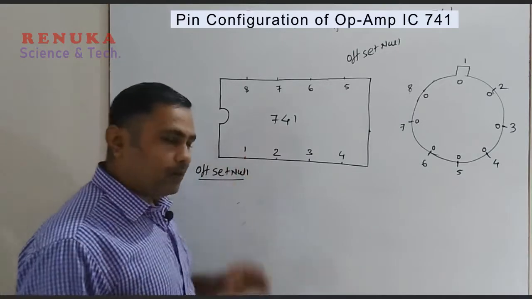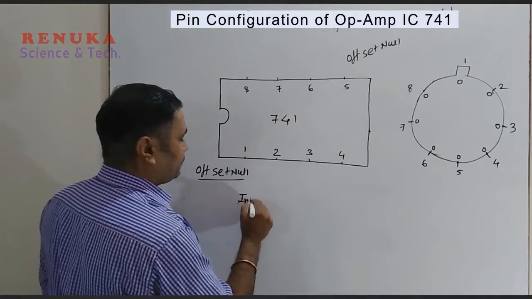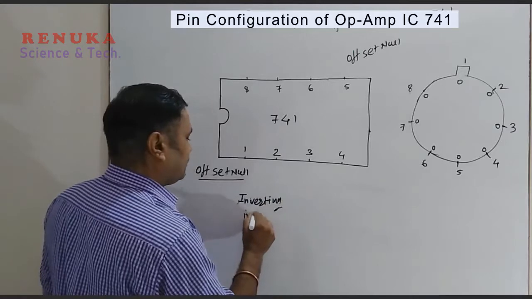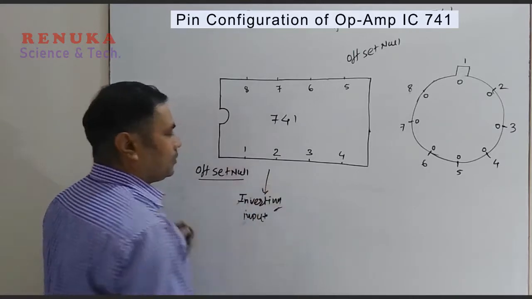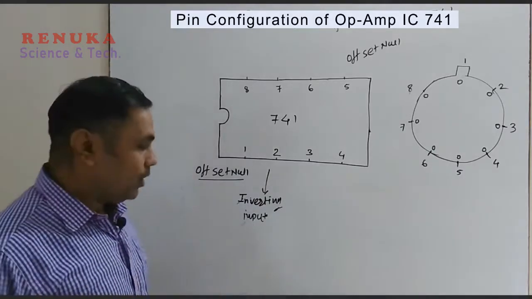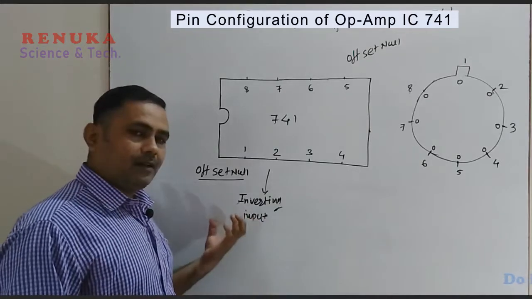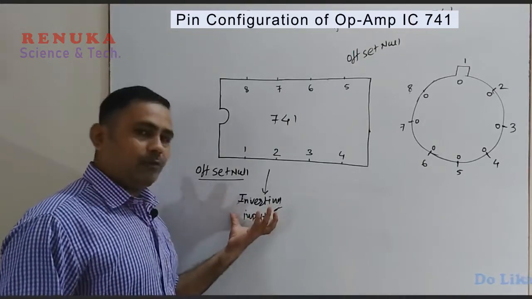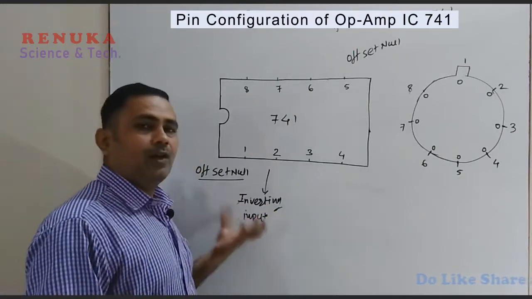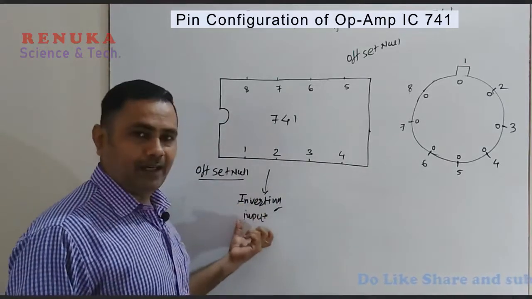So this was about pin number 1. The second pin is the inverting input. It is used for connecting the signals to the inverting input. Inverting input has the significance that whenever signals are connected to the inverting input, they are inverted at the output. It means that if a positive voltage is given here, we will get a negative voltage at the output. That is why this input is called the inverting input.